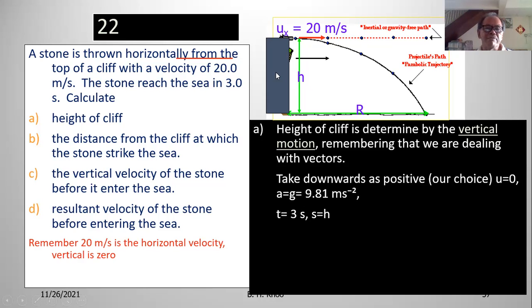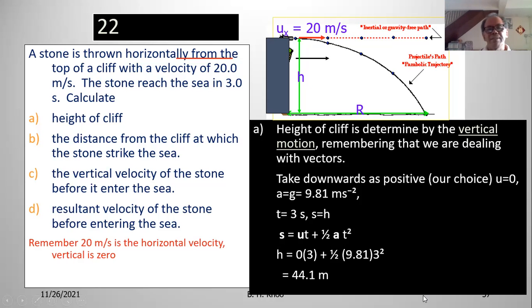Then our time is given as 3 seconds, and we want to find the height. So choose the right formula: s equals ut plus half at squared. Substituting into the formula, u is 0, t is 3, plus half, a is 9.81, t is 3. Using the calculator, we get 44.1 meters. You can leave your answer as either 2 or 3 significant figures.